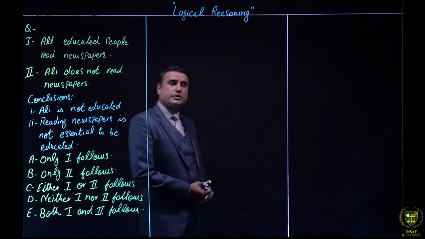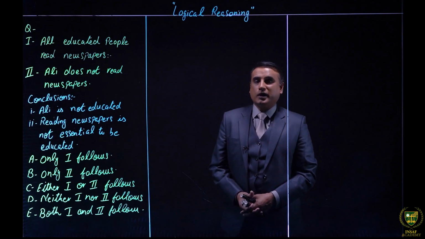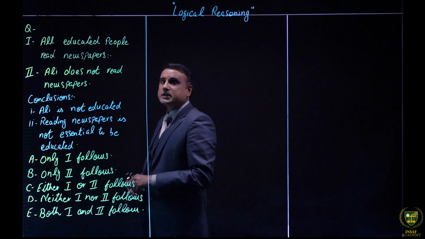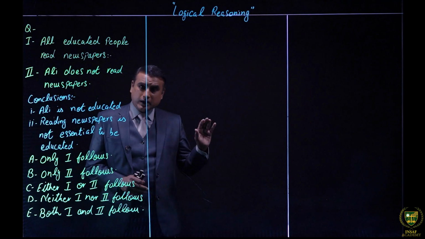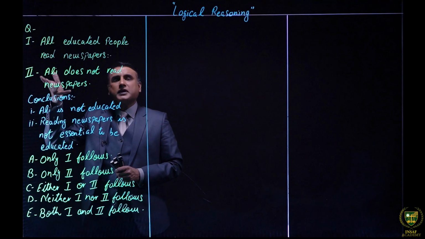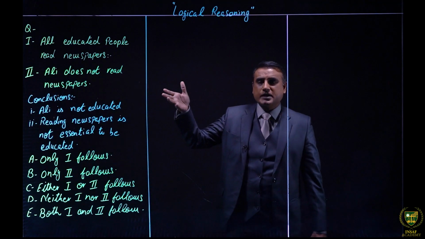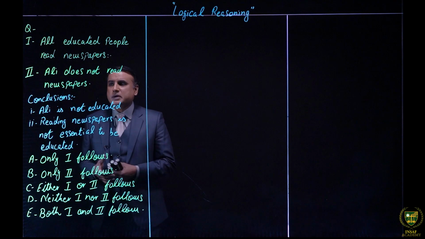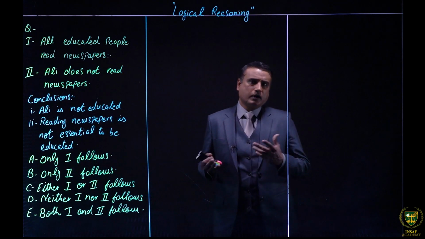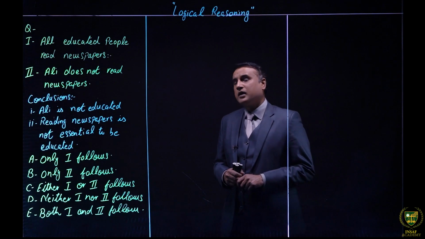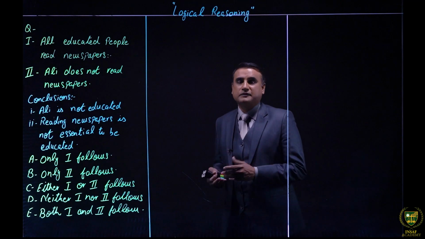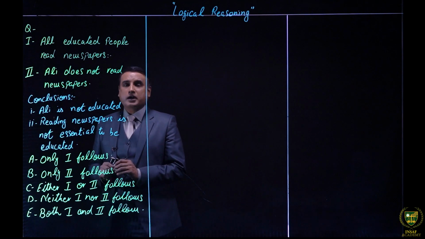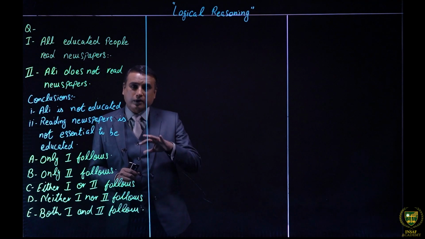It may hold true sometimes, but sometimes it can be very tricky and it can give you false results. So I always emphasize that while attempting these types of questions, do draw diagrams. Here is a perfect example of it. You can use your common sense to get to the right conclusion. Like all educated people read newspapers and Ali does not read newspapers. It means Ali is not educated. It seems true logically, it seems right to you. But sometimes it is a bluff. Sometimes it is an eye catcher. So to avoid all these things, do draw diagrams and do use these Venn diagrams to reach the right conclusion.